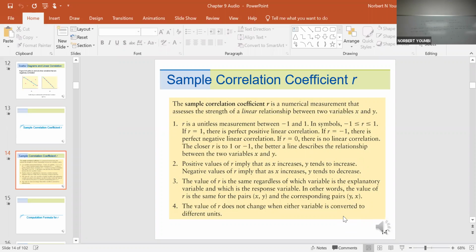And if R is equal to plus or minus 1, then there is a perfect correlation. I just summarized it on the board. There is a perfect correlation.